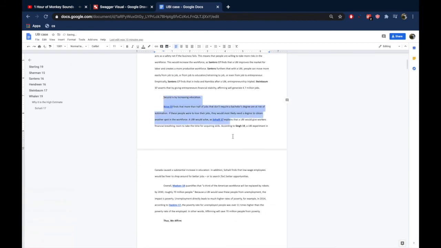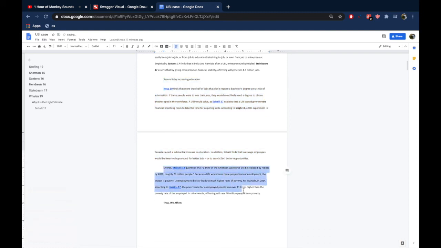And the second is by increasing education. This is just saying, after automation happens and people get their jobs automated away, jobs that require a college degree won't. So this means that these people who get their jobs automated away can either go to retraining programs or go to school. And then this is our impact. We said that 70 million people would be affected by automation, and a UBI would just save these people from unemployment. And unemployment leads to poverty. So essentially our impact was just 70 million people would be saved from poverty.